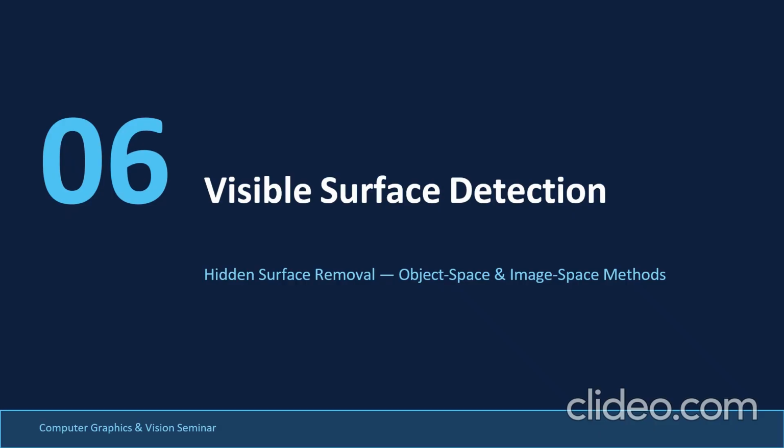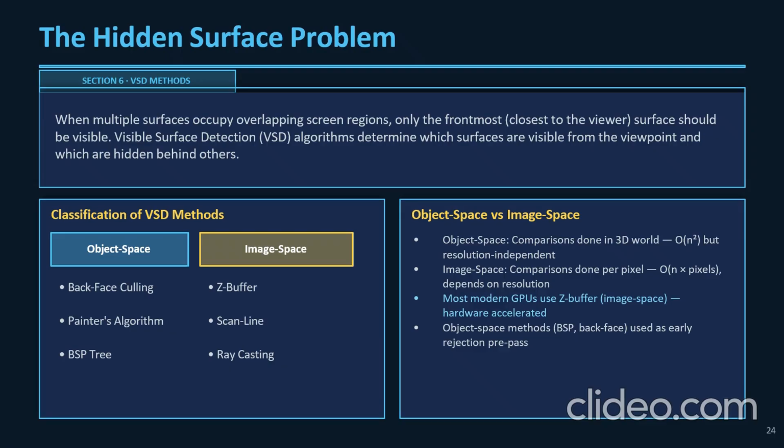Now we will discuss visible surface detection. When multiple objects overlap in a 3D scene, only the surfaces closest to the viewer should be visible. This challenge is known as the hidden surface problem. Visible surface detection algorithms solve this issue by identifying which surfaces are visible and which are hidden behind the others. These methods are broadly classified into object space methods and image space methods.